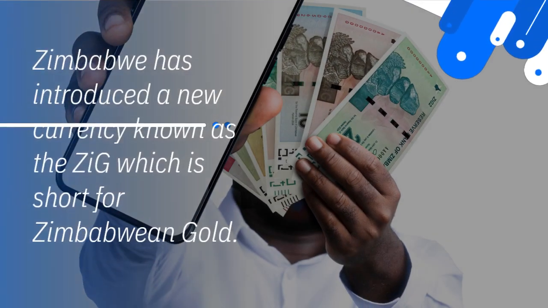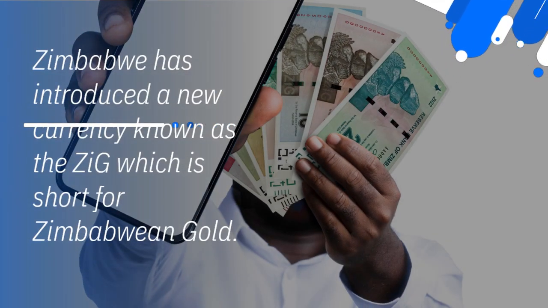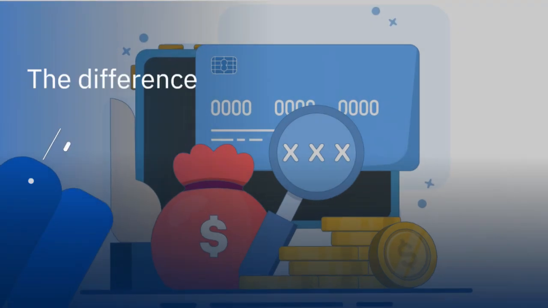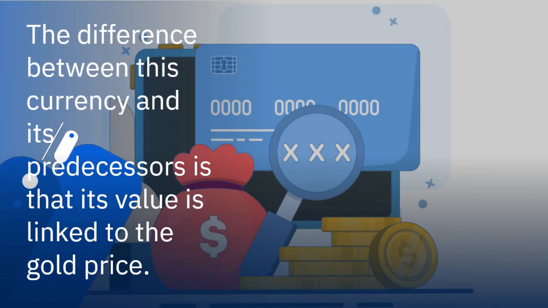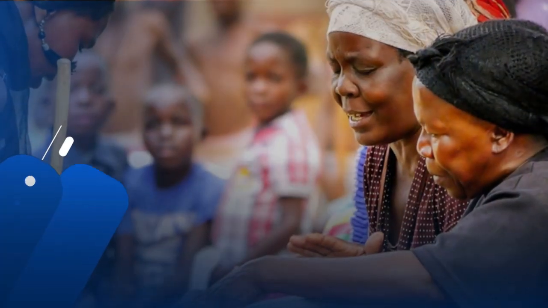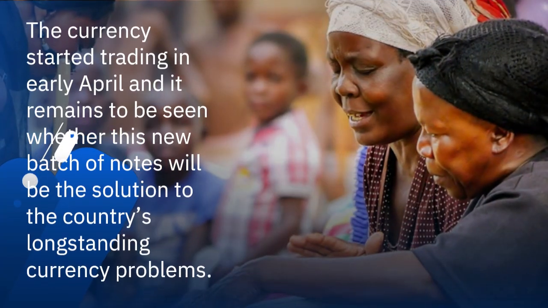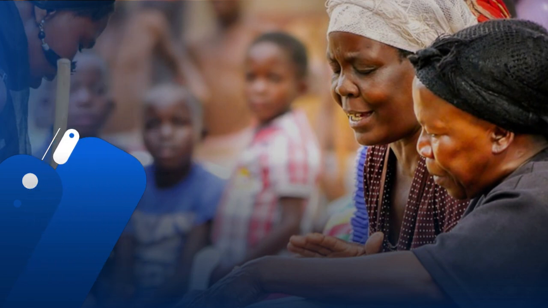Zimbabwe has introduced a new currency known as the ZiG, which is short for Zimbabwean Gold. The difference between this currency and its predecessors is that its value is linked to the gold price. The currency started trading in early April, and it remains to be seen whether this new batch of notes will be the solution to the country's long-standing currency problems.